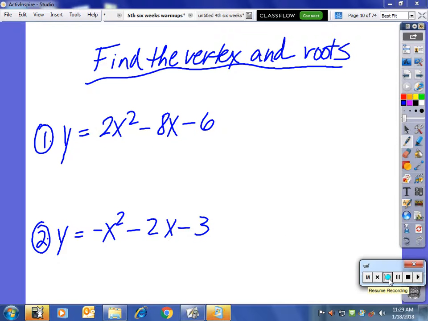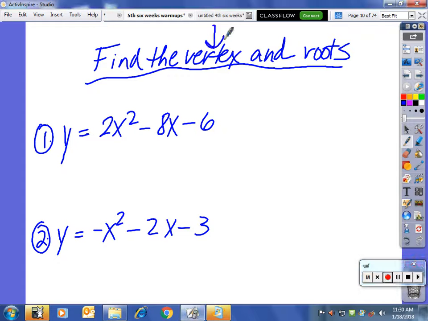I want to review what we have been doing. Vertex and roots usually are two very different things. Occasionally you'll come across a parabola where the vertex and the root are the same point, but that's not normal. You got to be good at finding both of these things. So let's talk about how you find them and what they are.